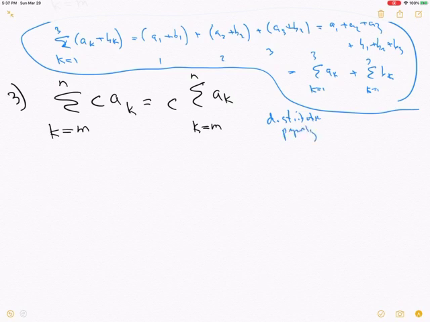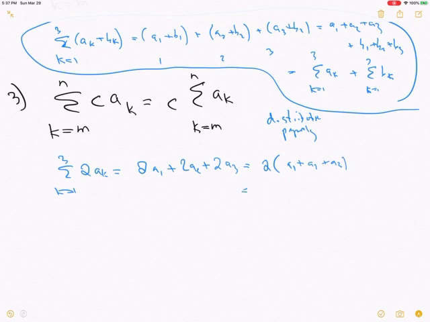Just to make this clear, say the summation k goes from 1 to 3 of 2 times ak. That means you're going to have 2 times a1 plus 2 times a2 plus 2 times a3, but by the distributive property you can just pull out that 2: 2 times a1 plus a2 plus a3, and then go back to the shorthand notation. So that's 2 times the summation k goes from 1 to 3 over the a's. So it's just the distributive property.